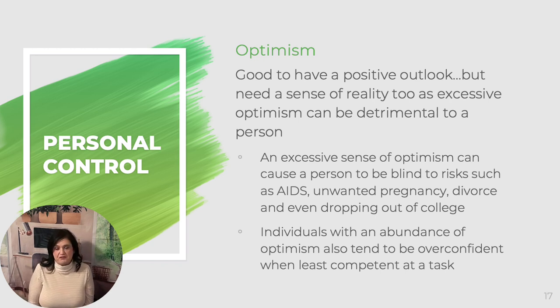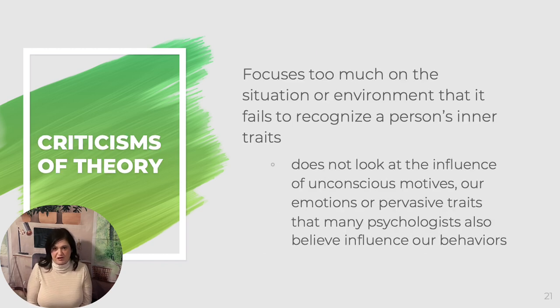Well, it focuses too much on the situation, right? So if trait theory is criticized for underestimating the situation, social cognitive is criticized for overemphasizing the situation or the environment, right? So much of that fails to recognize a person's inner traits. It doesn't even recognize their personality. It doesn't look at the influences of the unconscious motives. That's not good either, right? Our emotions are pervasive traits that many psychologists would also believe influence our behaviors. So they're criticized for underestimating the other perspectives.